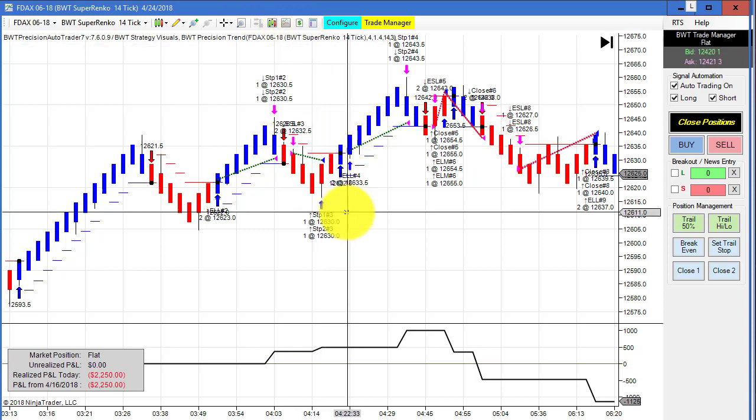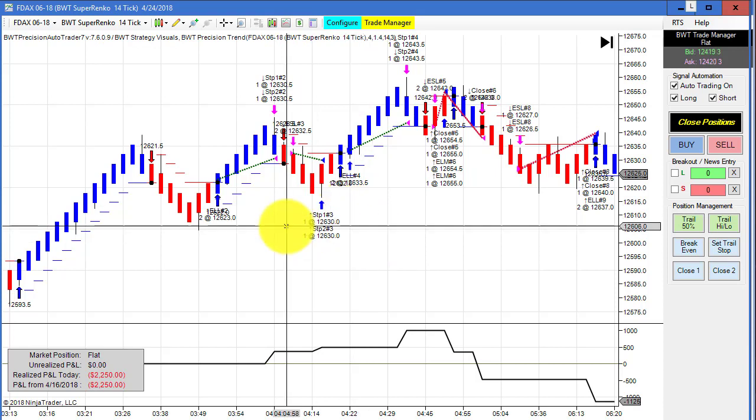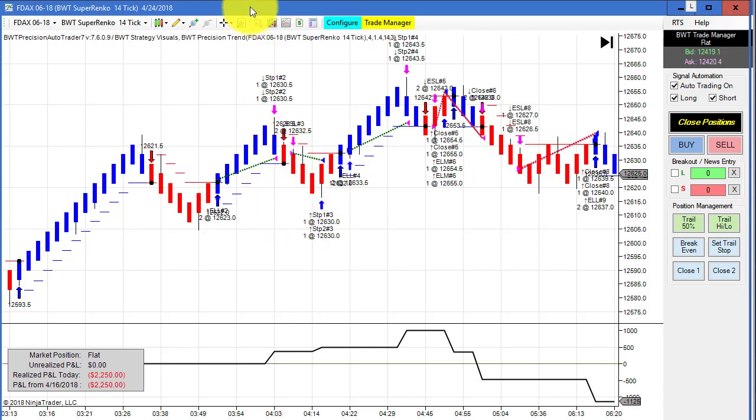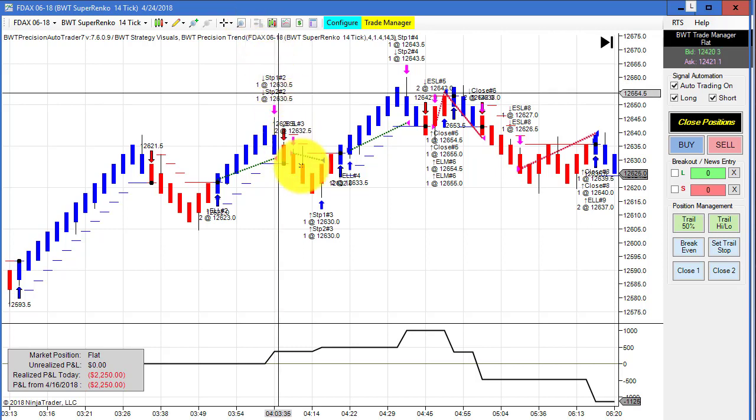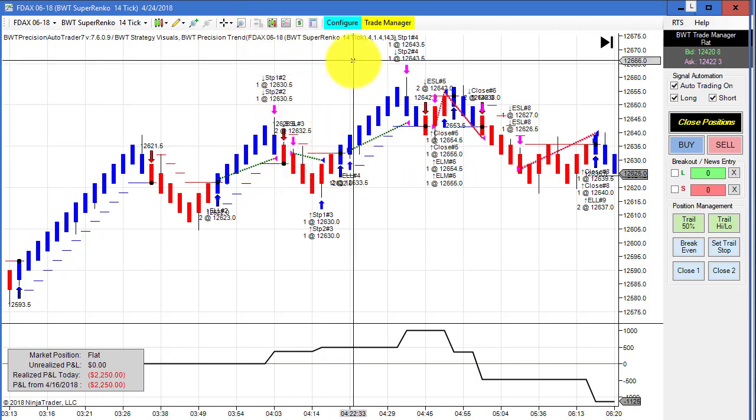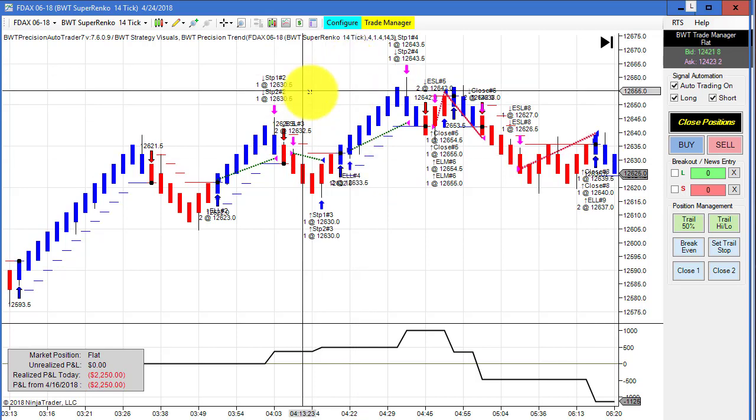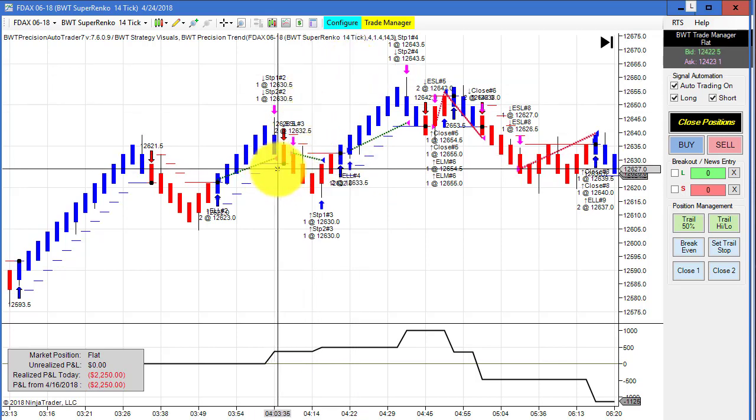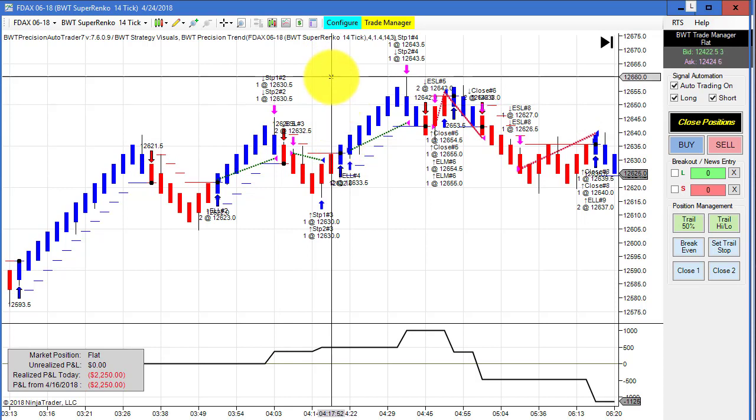Having said that, the Autotrader is a tool. I don't like to refer to it as a trading system, so to speak, with some fancy name and that it does this and that. The Autotrader is truly a tool that allows you to test different settings and different scenarios in the markets on different charts.